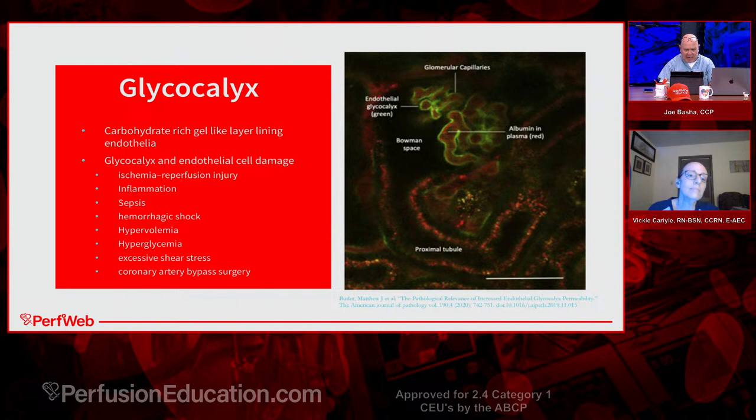It can be caused by excessive shear stress in coronary artery bypass surgery. I'm not sure it's just the coronary artery bypass surgery or the fact that we go on cardiopulmonary bypass for it, but it can also be damaged by doing your arteriotomies, putting dilators down, sewing, irrigating, Mr. Blowers, all of these things can have an effect on your endothelial glycocalyx.